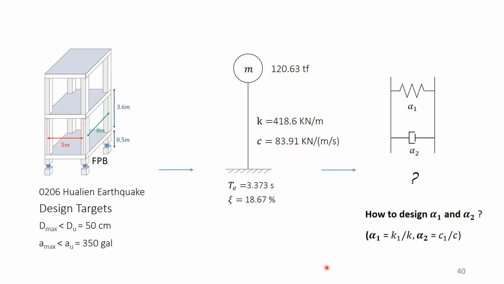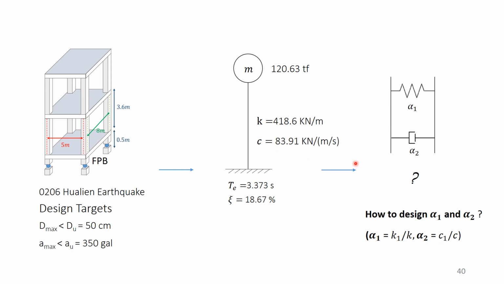And how do we do our design? First, for this FPB retrofit structure, we have to use a linear system to simulate. For this structure, its mass will be 100.6 tons, its stiffness K will be 418.6 kN divided by M, and its damping coefficient C will be 83.91.